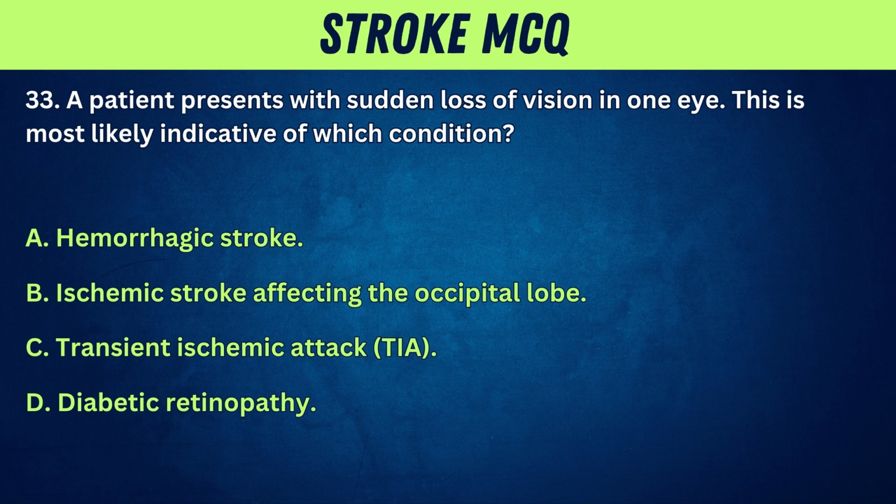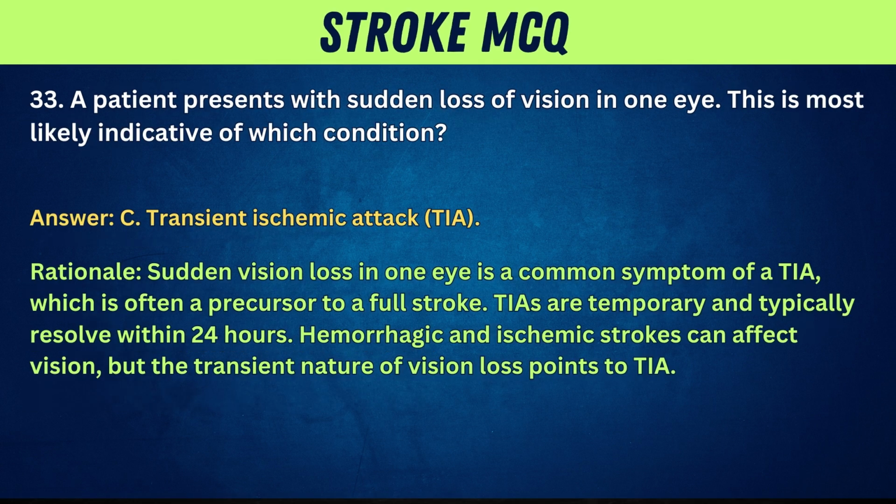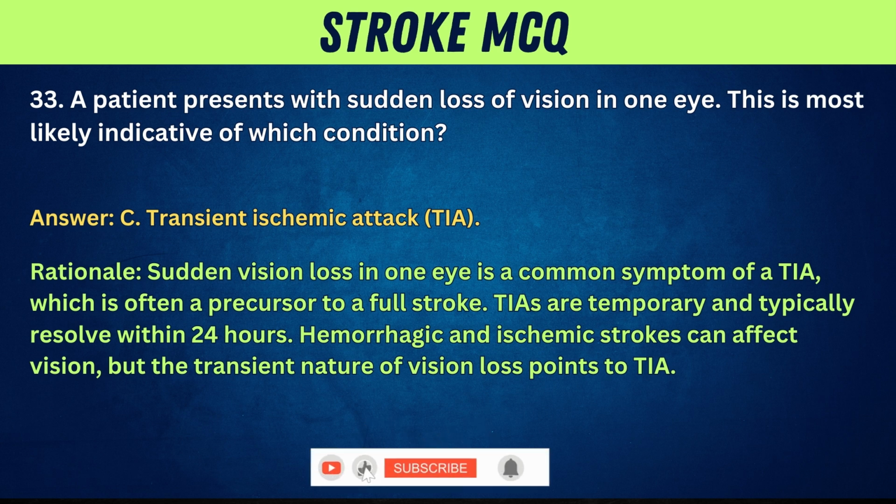33. A patient presents with sudden loss of vision in one eye. This is most likely indicative of which condition? A. Hemorrhagic stroke. B. Ischemic stroke affecting the occipital lobe. C. Transient ischemic attack, TIA. D. Diabetic retinopathy. Answer: C. Transient ischemic attack, TIA. Rationale: sudden vision loss in one eye is a common symptom of a TIA, which is often a precursor to a full stroke. TIAs are temporary and typically resolve within 24 hours. Hemorrhagic and ischemic strokes can affect vision, but the transient nature of vision loss points to TIA.